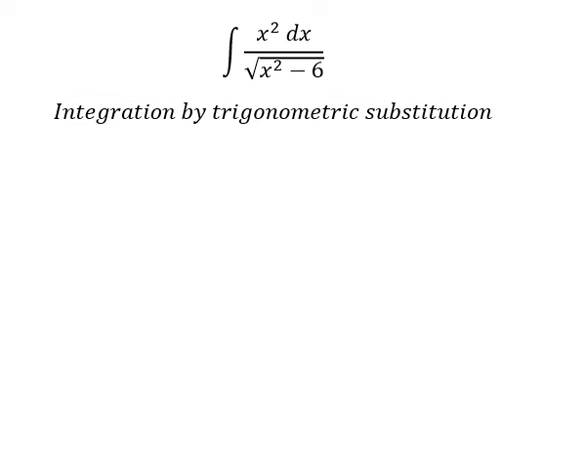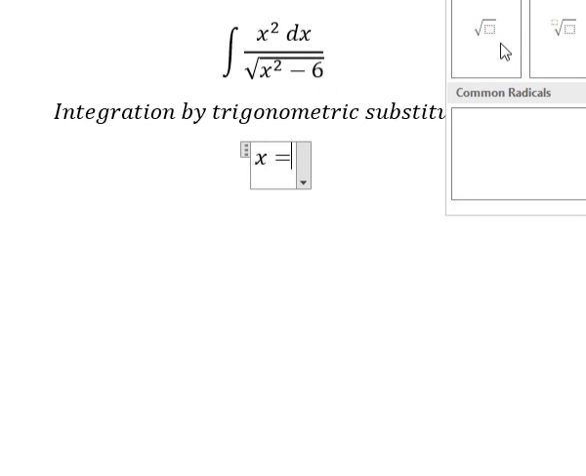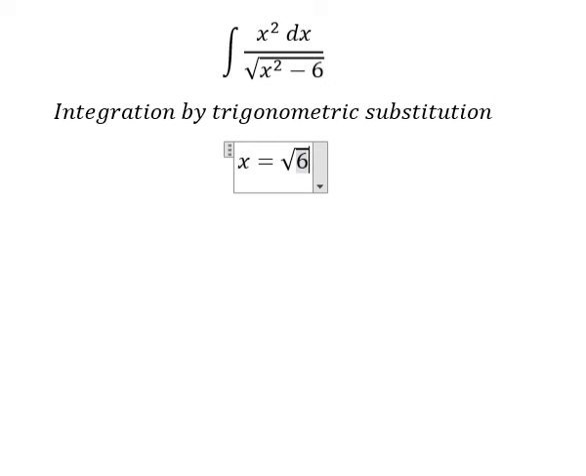substitution. So I will put x equals the square root of 6 secant of t. The reason I put this here: you have 6 and 6, we can do factorization, secant of t squared minus 1, we change it to tan t squared, and later we simplify the square root.